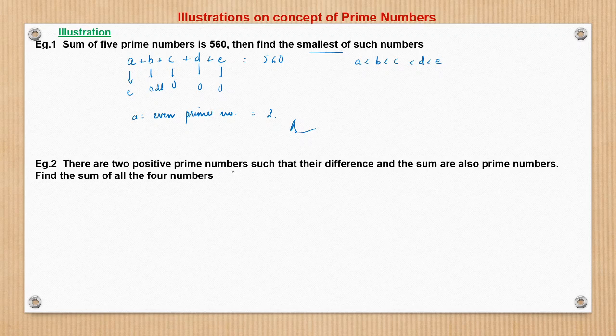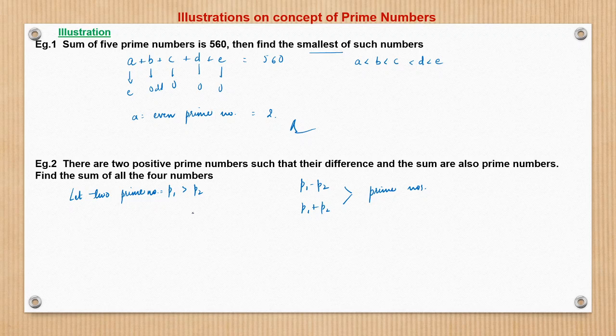There are two positive prime numbers such that their difference and their sum are also prime. So let the prime numbers be P1 and P2, where P1 is greater than P2, such that their difference, that is P1 minus P2, and P1 plus P2, these are also prime numbers.